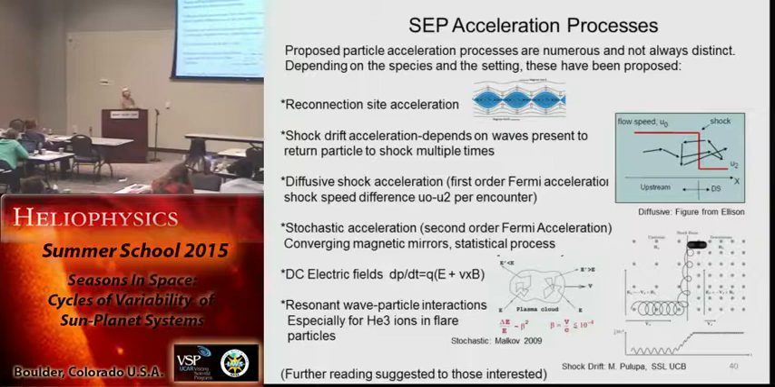Acceleration processes for SCPs, a whole field in itself, involving a lot of theory and numerical simulation of Fermi acceleration, bouncing between magnetic mirrors, stochastic acceleration, shock drift acceleration. There's a lot of names for the different types of acceleration. So I always like to just think of the shock as a black box out of which SCPs are being shot. And that goes a long way.